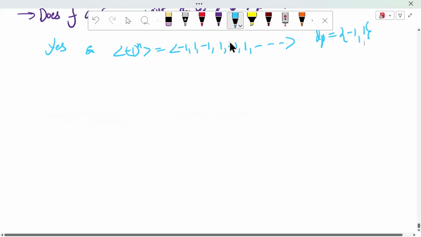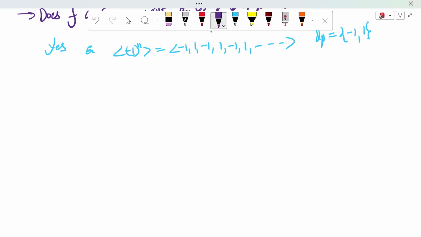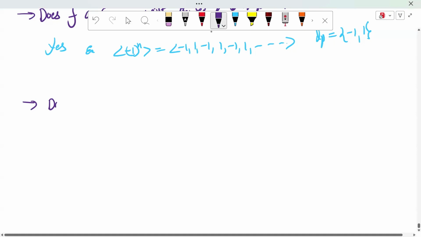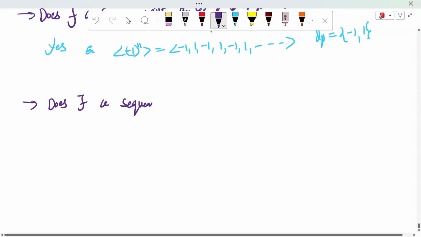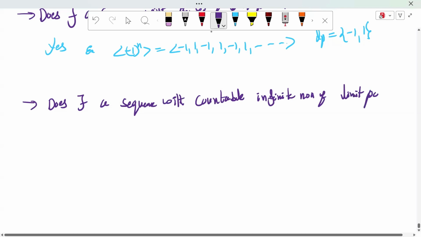Next, sir. For example, does there exist a sequence with countable infinite number of limit points? There exists a sequence with countable infinite number of limit points, question mark.